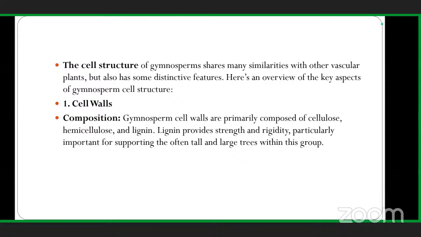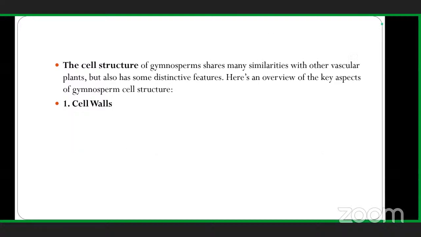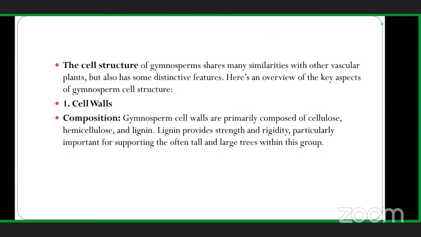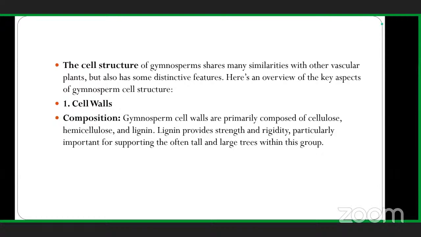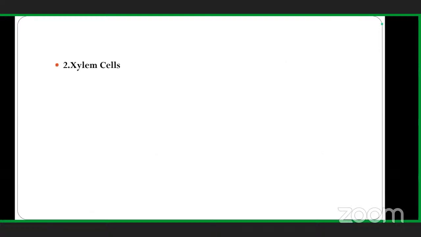Number one, cell wall, which is made up mainly of cellulose. But apart from cellulose, you will also find hemicellulose and lignin. And what does lignin do? Lignin provides strength and rigidity, particularly important for supporting the often tall and large trees within the group. So lignin is for rigidity and strength. It gives external support to the cell walls.